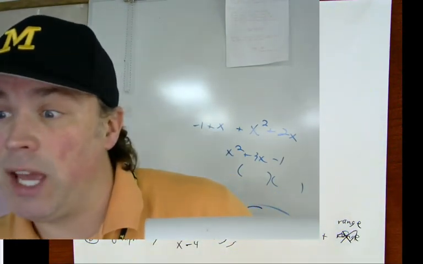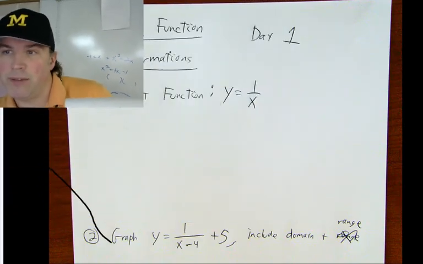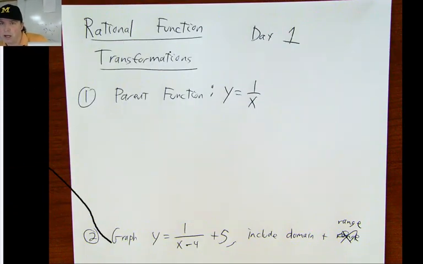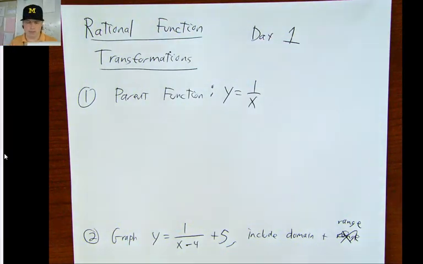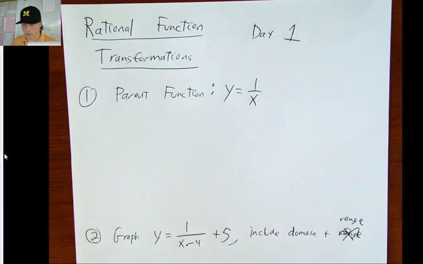So today is day one of a 3-day lesson, and it's called Rational Function Transformations. And the first thing I have to do in these problems is, in order to graph a rational function, you need to know the parent function of a rational function, y equals 1 over x.